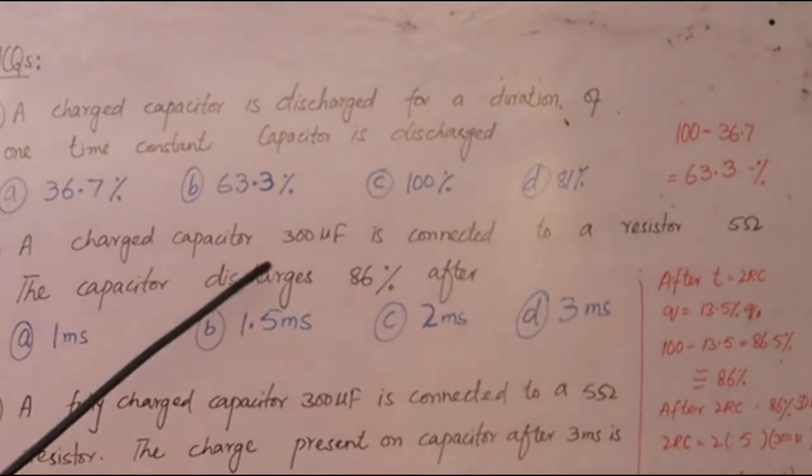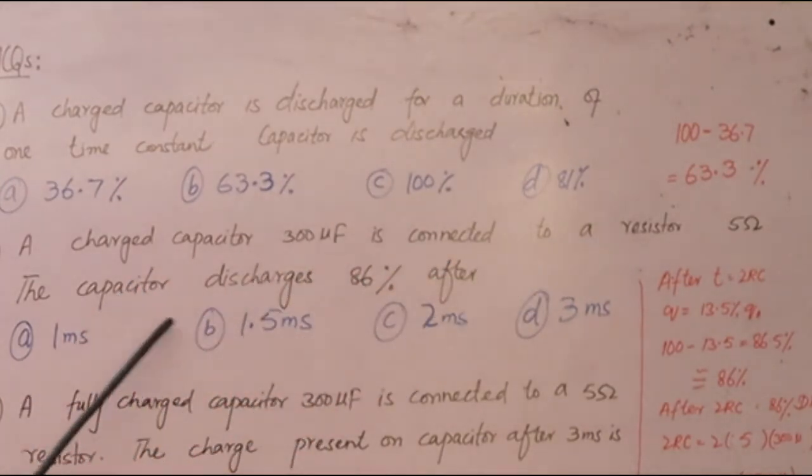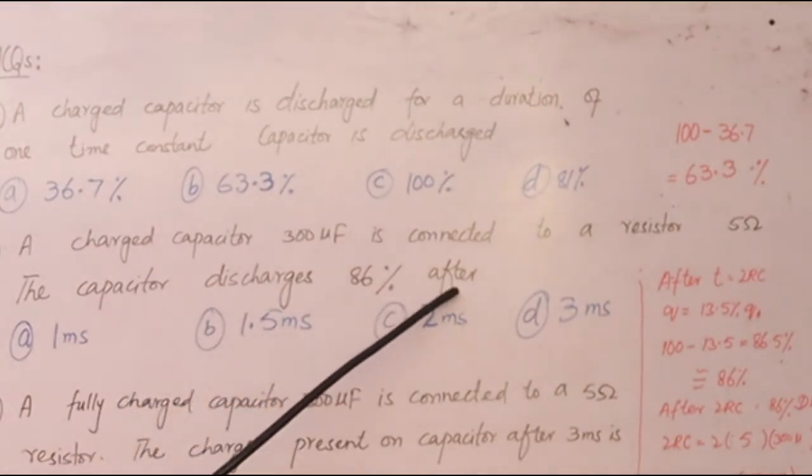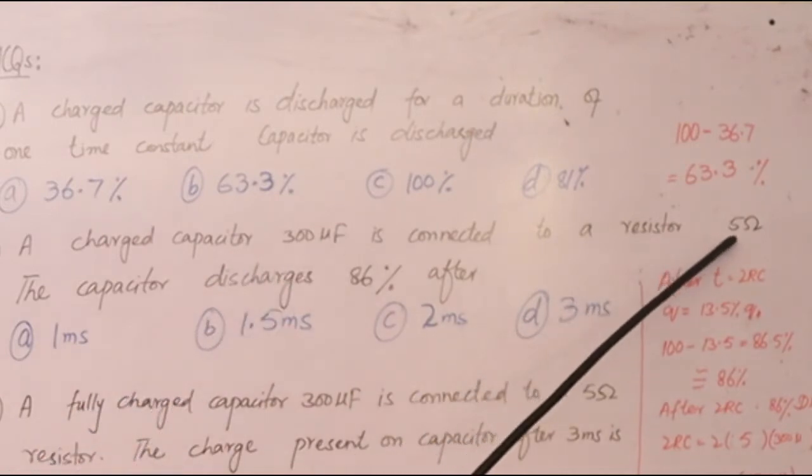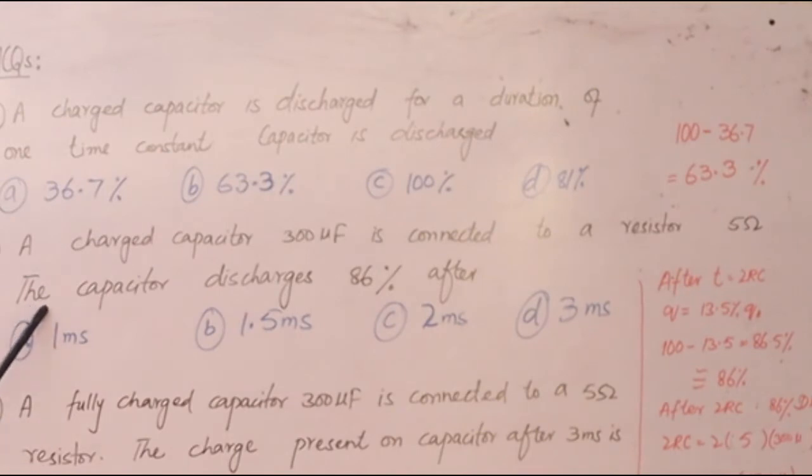It is question number 2. A charged capacitor of 300 microfarad is connected to a resistor of 5 ohms. The capacitor discharges 86% after how much time? Okay, you have C equals 300 microfarad and R equals 5 ohm. Now they are asking you to tell the time after which the capacitor is discharged 86%. So first of all, we will find the time constant for this system, in which the capacitance is 300 microfarad and the resistance is 5 ohm.